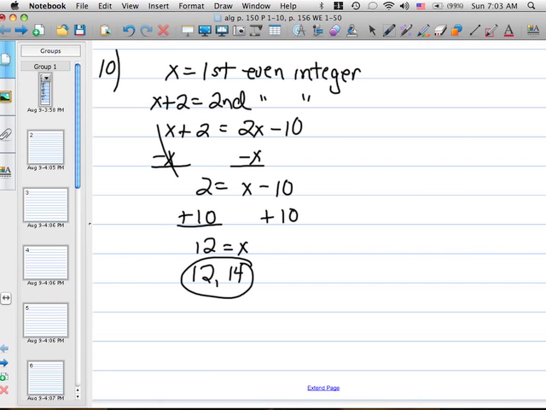And I can check it. The larger is 10 less than twice the smaller. So twice the smaller would be 24, 10 less makes 14. It works. The other part of your assignment is on page 156, so turn to that now. And we're doing 1 through 50.